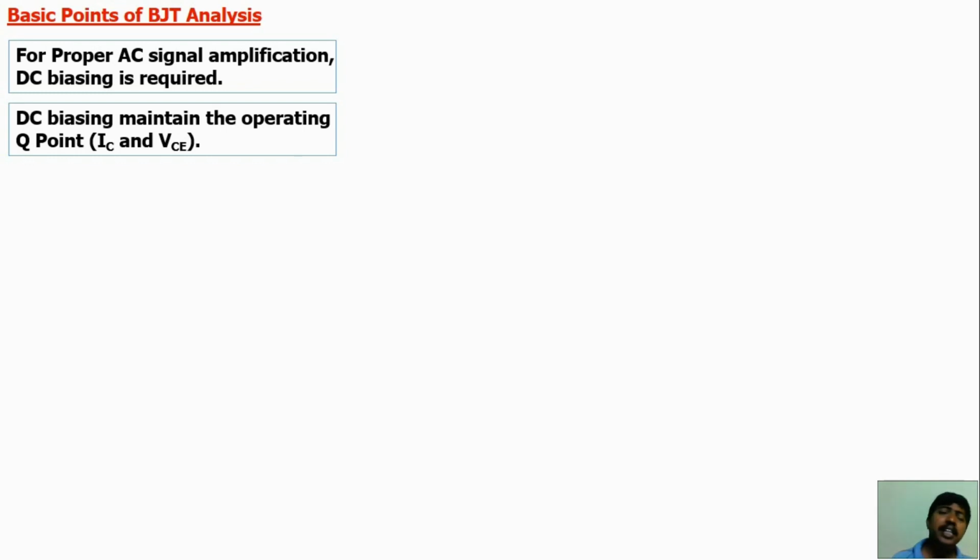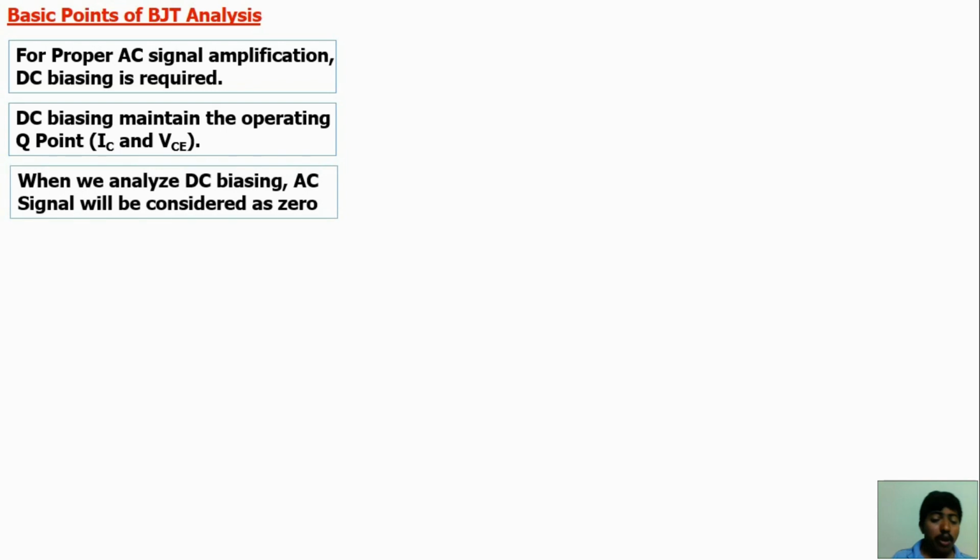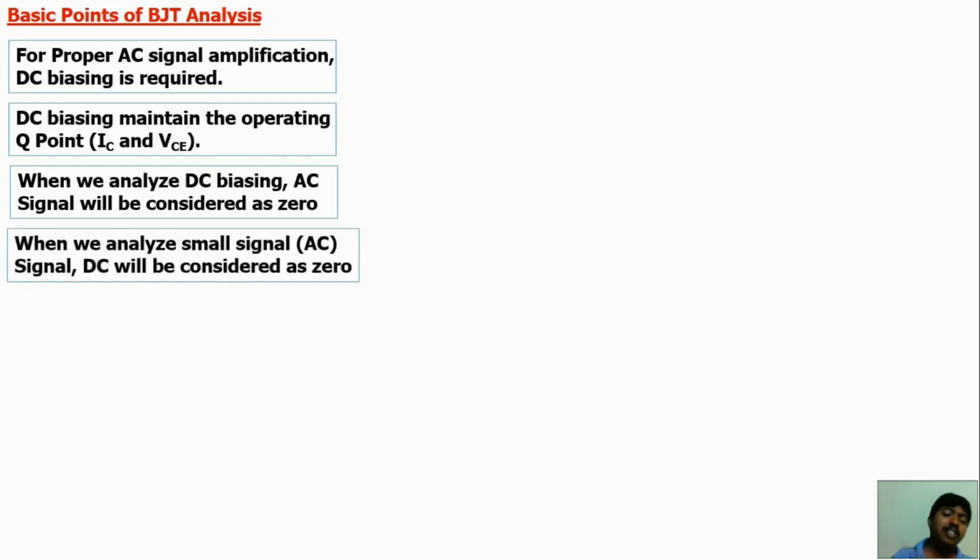If you do not maintain the DC operating point in the middle region, we cannot get the proper output waveform. You will get a distorted waveform. Sometimes the positive wave may be clipped, sometimes the negative wave may be clipped. If you maintain the operating point in the mid region, you will get the proper sine wave. So, when we analyze the DC biasing, the AC signal will be considered as 0. When we do small signal analysis, the AC analysis, DC will be considered as 0.